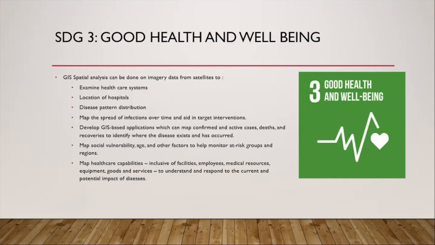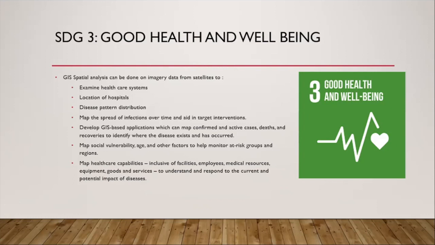Then SDG number 3 is good health and well-being. Here we see that geospatial analysis can be done on imagery data from satellites, and this can help to examine the healthcare systems that are already in place and plan how to improve on them. The location of hospitals, mapping of disease pattern distribution, like for example, the outbreaks of Ebola, cholera, even the most recent COVID-19. Mapping these patterns can help put measures in place, mapping the spread of infections over time helps to create and aid targeted interventions. Also, it helps develop GIS-based applications that can map confirmed and active cases, deaths, and recoveries, to be able to determine where diseases exist and where they have occurred.